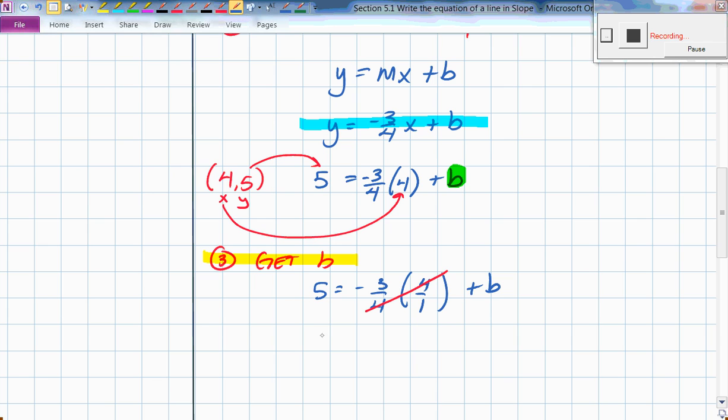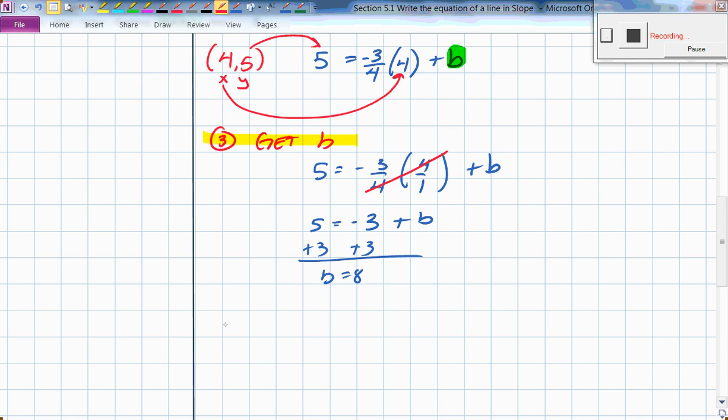So here's what we have. We have 5 is equal to negative 3 plus b. And what am I doing? What am I going for here? What's my goal? Find the b. So the b would be what in this case? 8. Yeah, I'm going to add 3 to both sides. So b is now equal to 8.